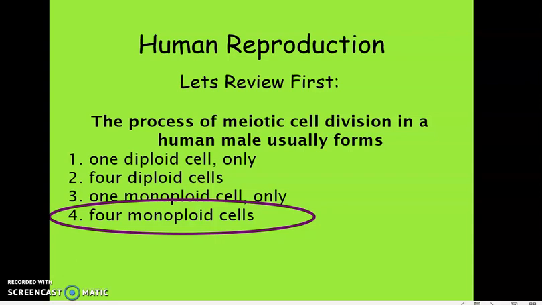Human reproduction. A little review, of course. The process of meiotic cell division in the human male. Meiosis is how we make the gametes. You get 4 monoploid cells. What does monoploid mean? They have half the normal number of chromosomes. In humans, the normal number is 46, so sperm cells always have 23.